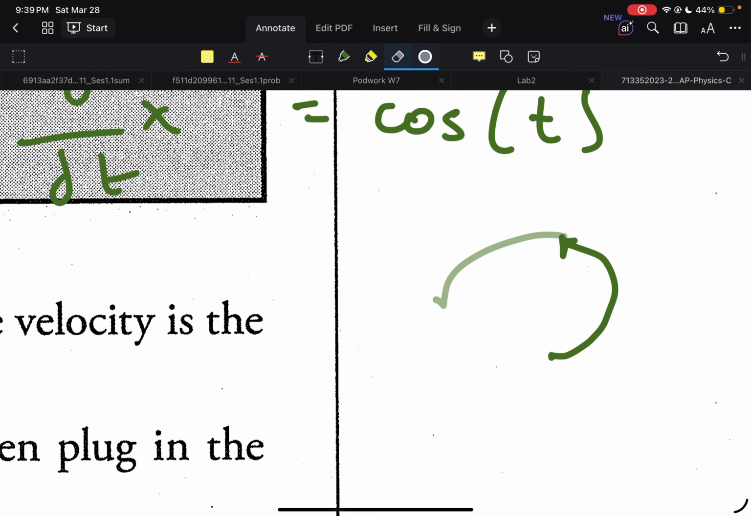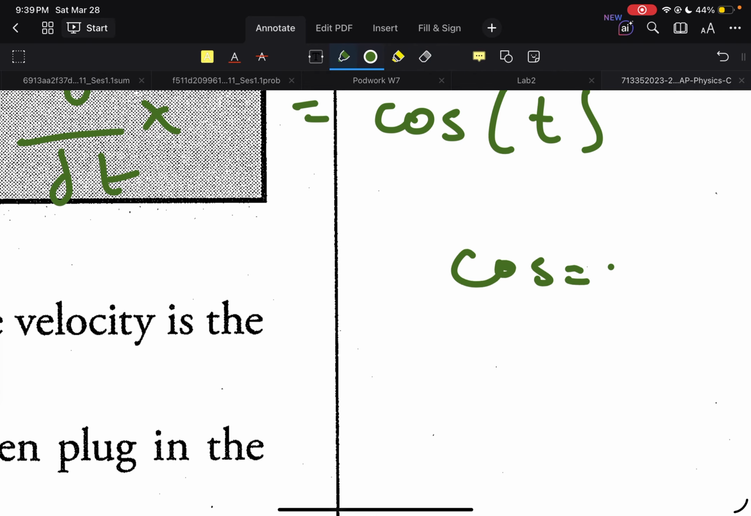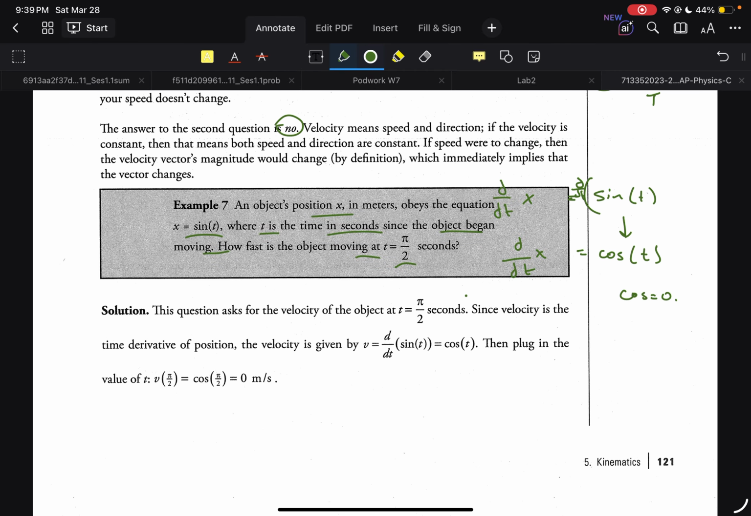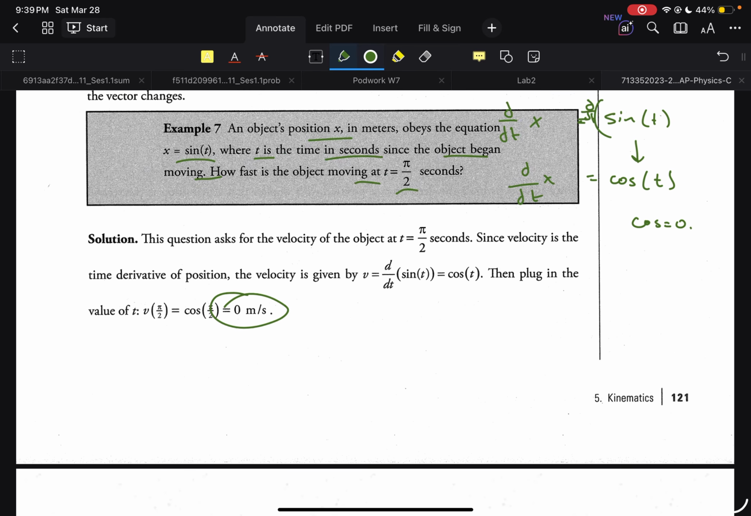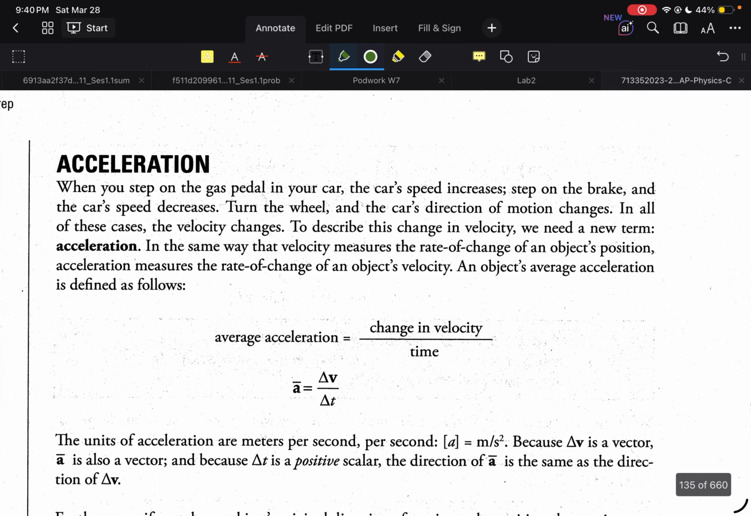This is pi over 2, this is pi, right? Cosine is equal to 0. Therefore, how fast is it moving? It's moving 0 meters per second. Okay, good. So you just have to say this is equal to velocity. We have to put the instantaneous velocity; it's automatically assumed. Boom, now we're talking acceleration.